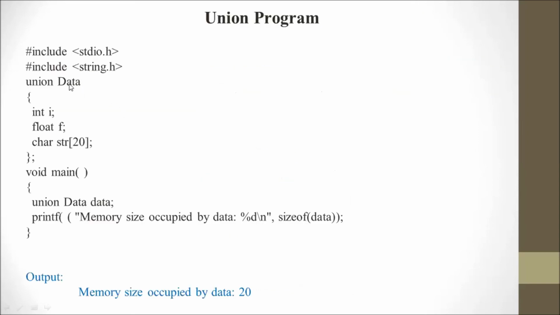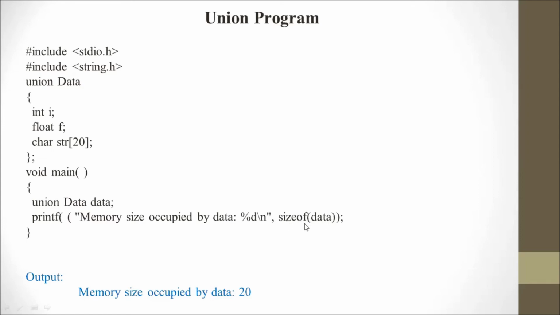So we use the data. The union is a data name. Okay, and here we use three members. And here this is the function, and we create a variable data. Okay, so we print the memory size occupied by data and size of data. Okay, so this is the variable.